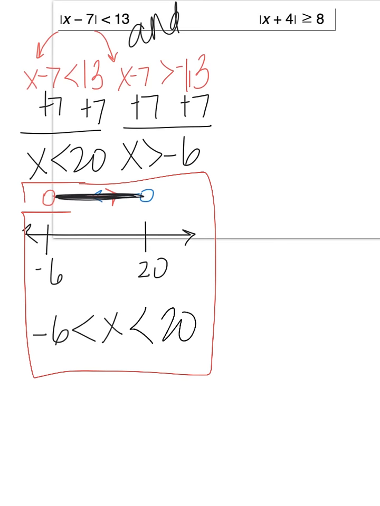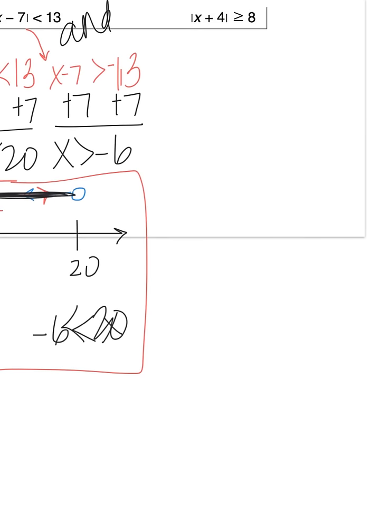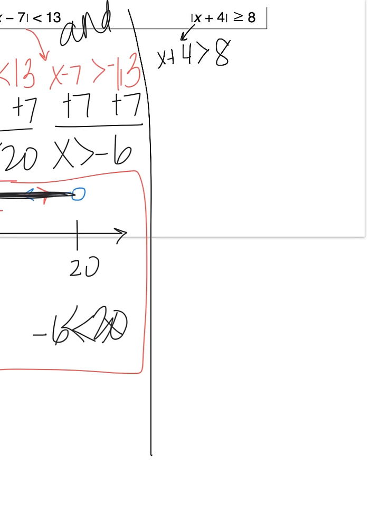So let's try this second one. Let's do the absolute value of x plus 4 is greater than or equal to 8. So again, I'm going to make my 2 inequalities. I'm going to do x plus 4 is greater than 8. And the opposite one is x plus 4 is less than or equal to 8. And that first one should be greater than or equal to, I forgot the equal to sign.